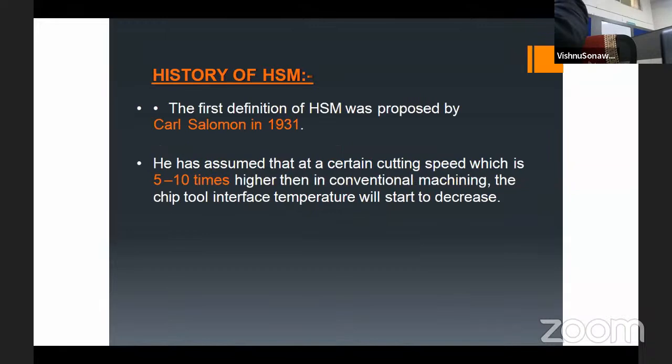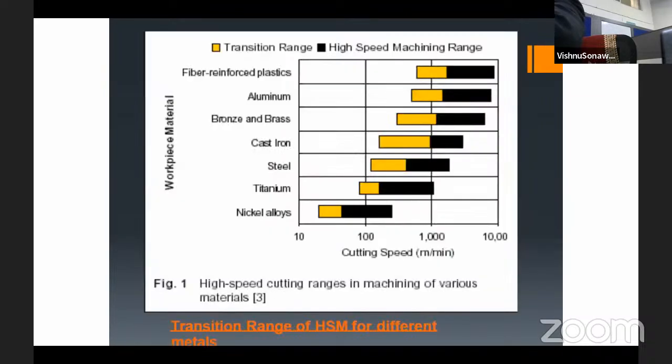The first scientist of high-speed machining, it was proposed by Carl Salomon in 1931, and he developed one modeling technique. As per the conventional machining, here the cutting speed is 5 to 10 times higher than the conventional machining. High-speed machining has a much higher speed, that is 5 to 10 times the conventional machining speed.